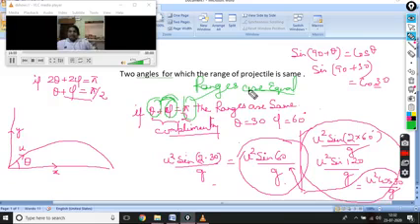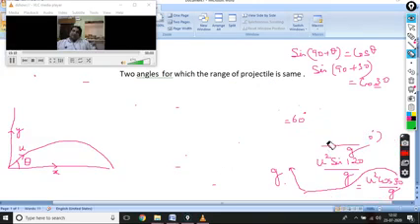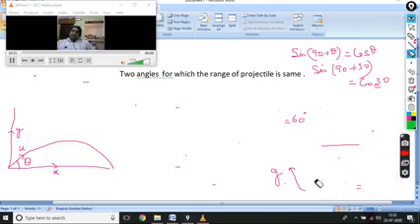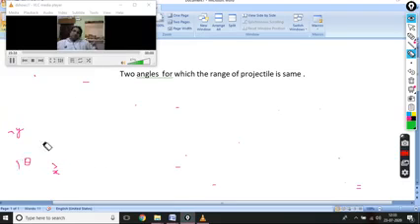Now let us move on to the next topic, which is what happens when a body is projected from a height. We have solved projectile motion till now when the body was projected from the ground. Now let us do one thing. We're going to project the body from a height and not from the ground.